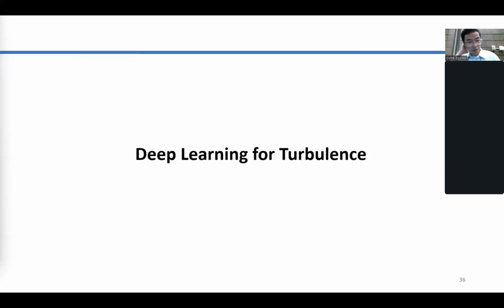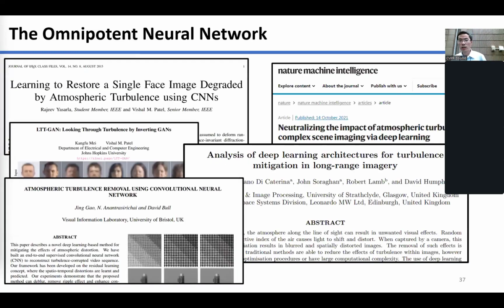So I have 5 more minutes, so I will talk about deep learning, which is also pretty relevant today. The omnipotent deep neural network. That means you can solve every problem, right? So deep neural network, of course, can solve turbulence. A lot of work.